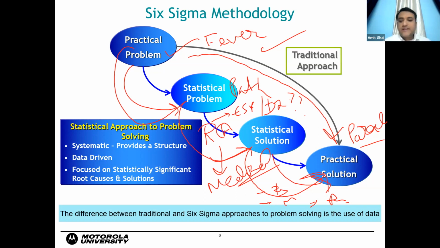So what is the benefit? Can somebody tell me what is the difference between these two and what is the benefit you see of statistical problem solving? Any inputs, thoughts?